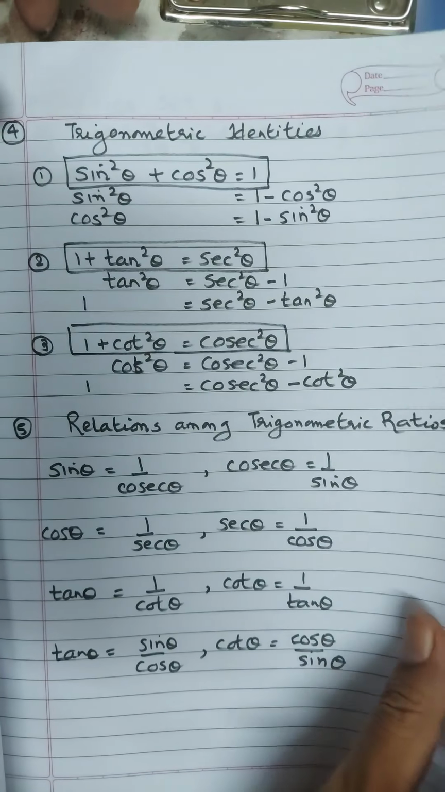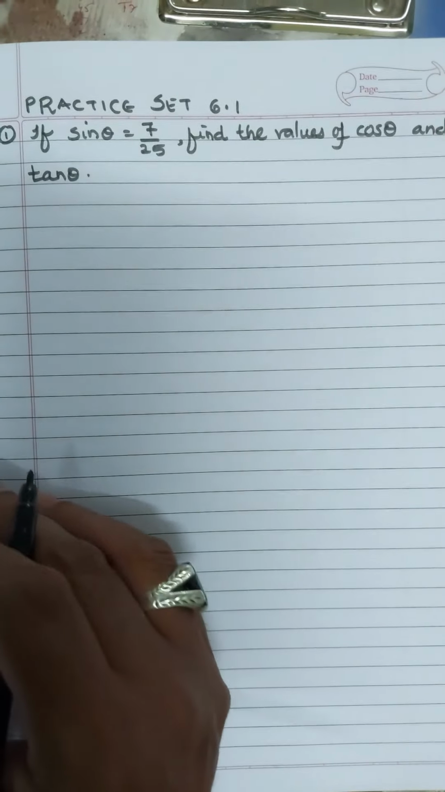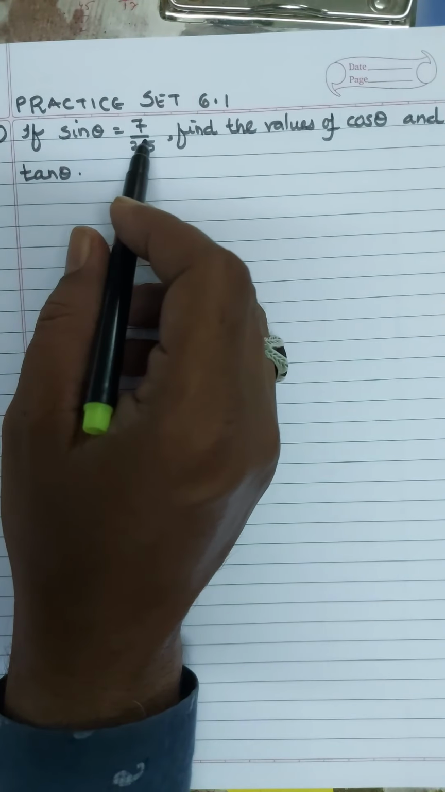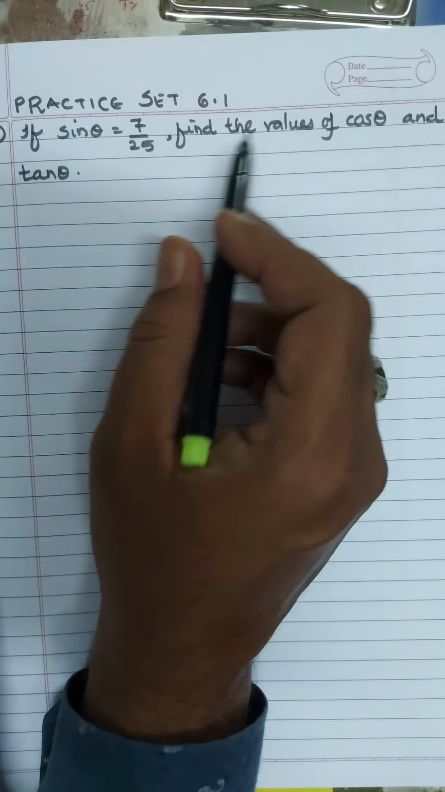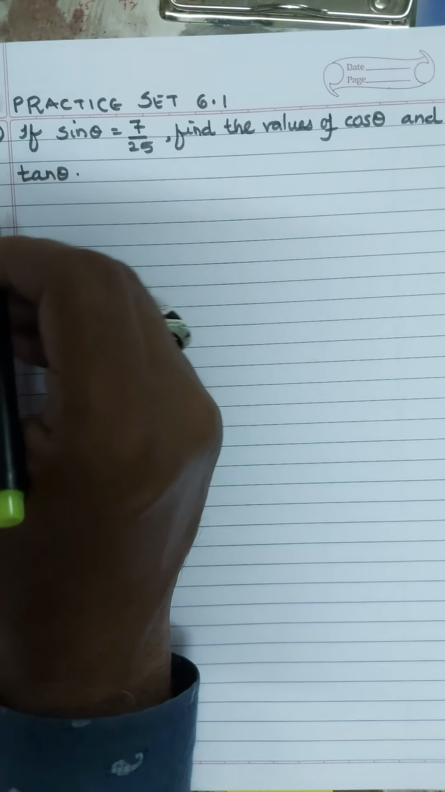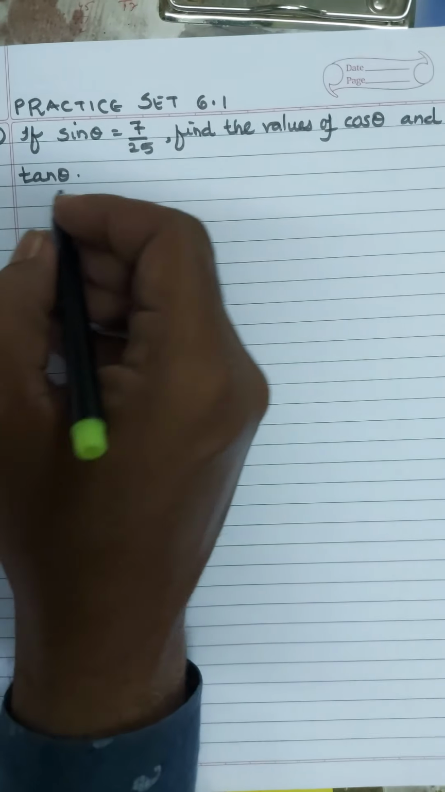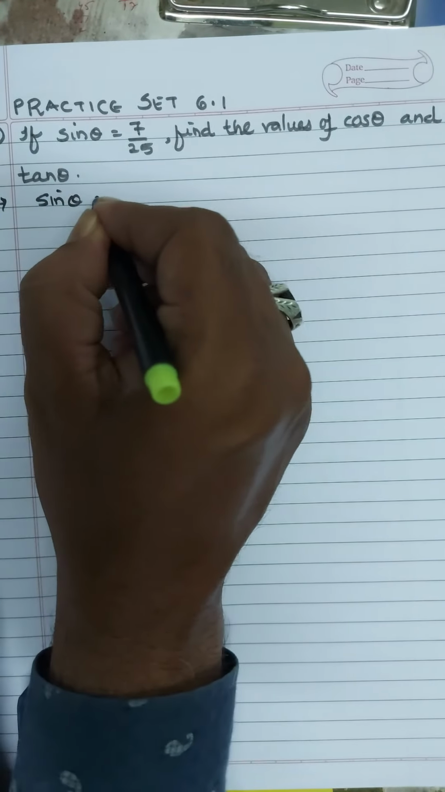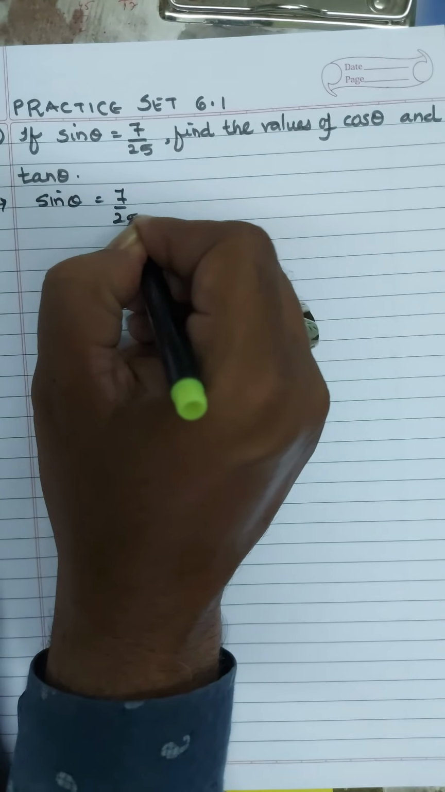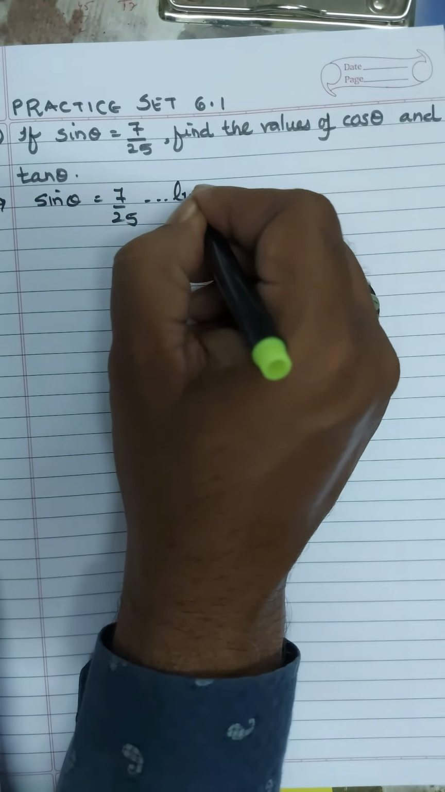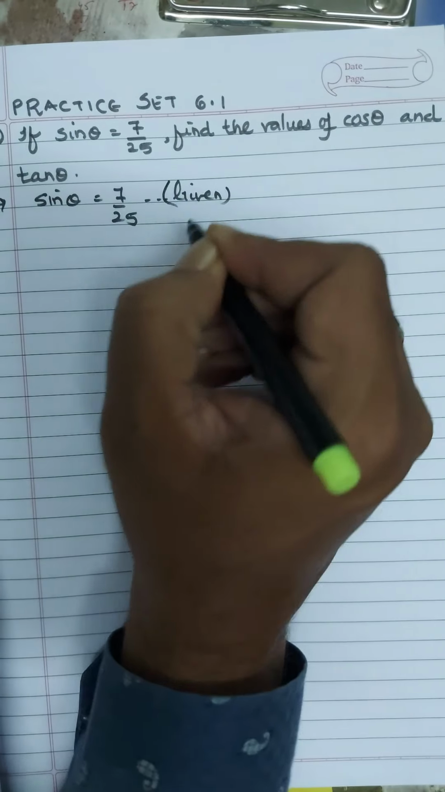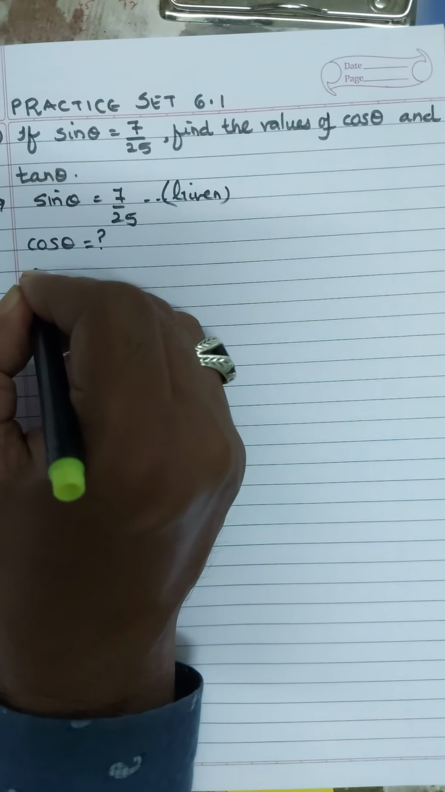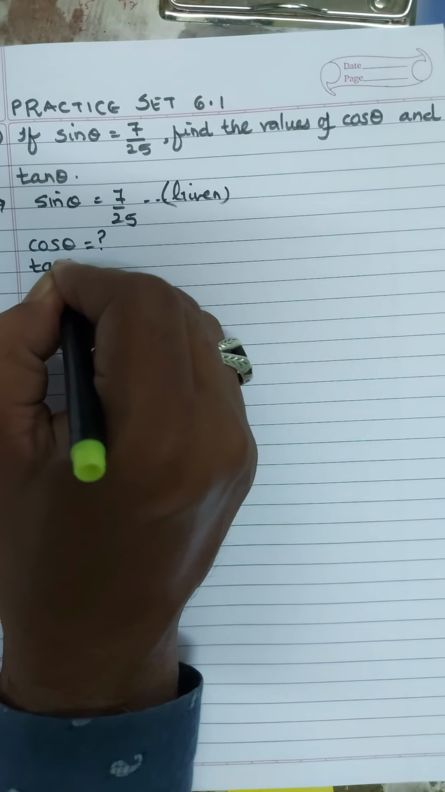Okay, so let's start our practice set. First question, very simple, very easy. If sin theta is equal to 7 upon 25, find the value of cos theta and tan theta. So students, very simple, very easy. What we have to do is write down what is given in the question: sin theta is equal to 7 upon 25. So we write here, given. Okay, what we need to find here: cos theta is equal to question mark and tan theta again is equal to question mark.